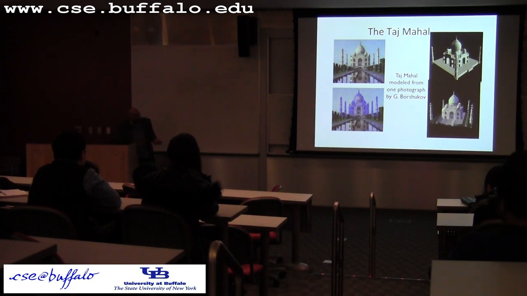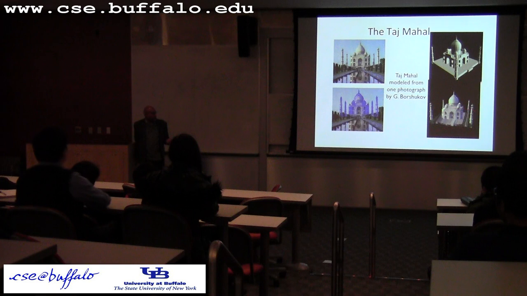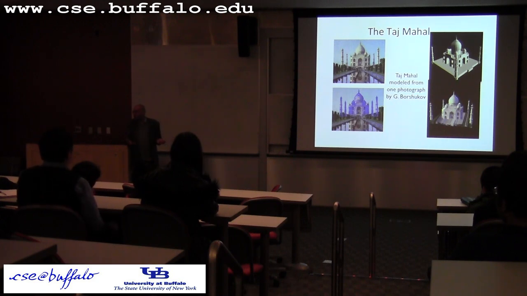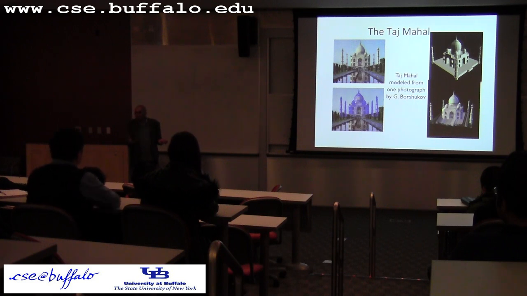This was done by George Borshukov. In fact, both the students who worked on this, Borshukov and then Paul Debevec, whom I mentioned earlier, both of them went on to win Oscars, because this work, image-based modeling and rendering, immediately got applied. It became part of graphics. And Hollywood, for visual effects, found this very useful. This was in the mid to late 90s, and then it really took off.